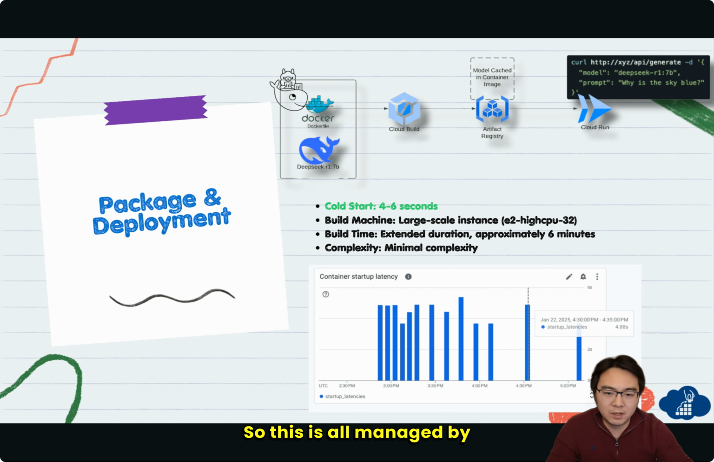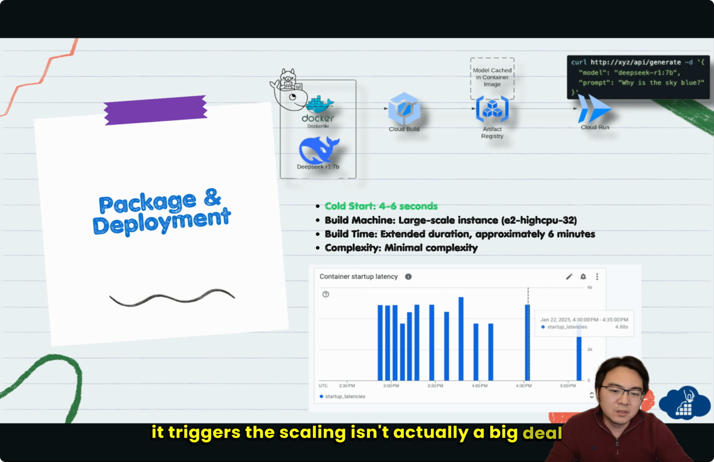This is all managed by Cloud Run with that container, so you don't have to deal with it yourself. I thought if this is really slow, I'll replace it. But a 4 to 6 second cold start time when it triggers the scaling isn't actually a big deal for me.